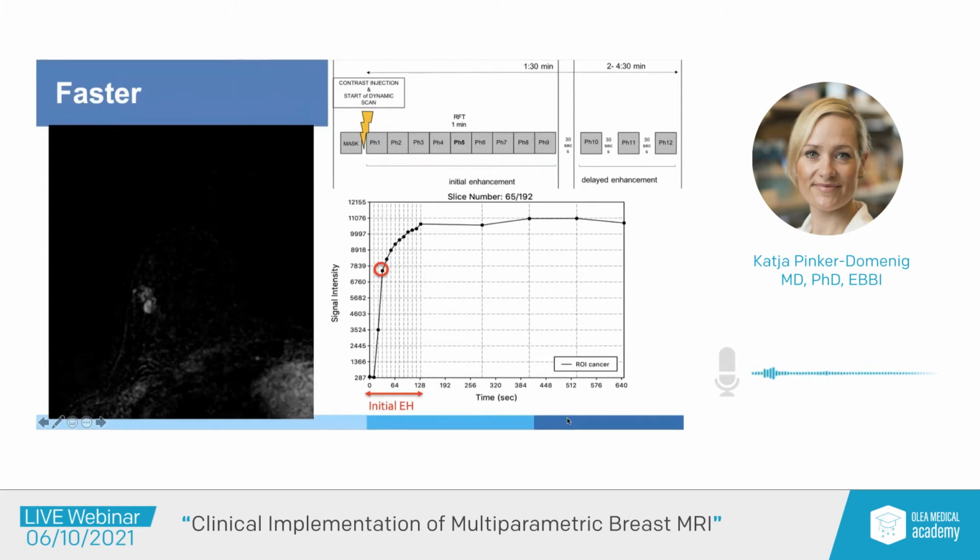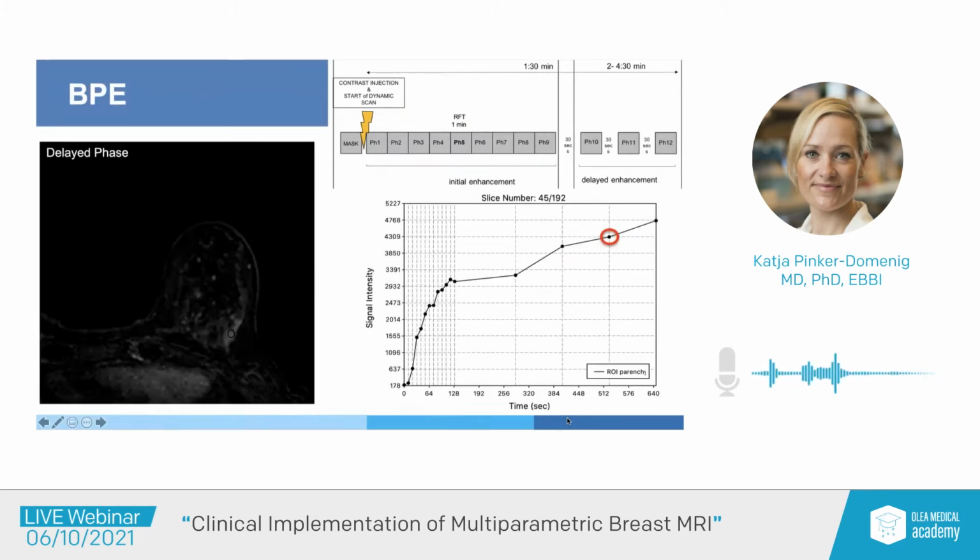So in this case, this is one of our protocols where we scan in the first 1.5 minutes with a faster resolution, and you see the cancers already start enhancing after the second time point, whereas the BPE comes later.